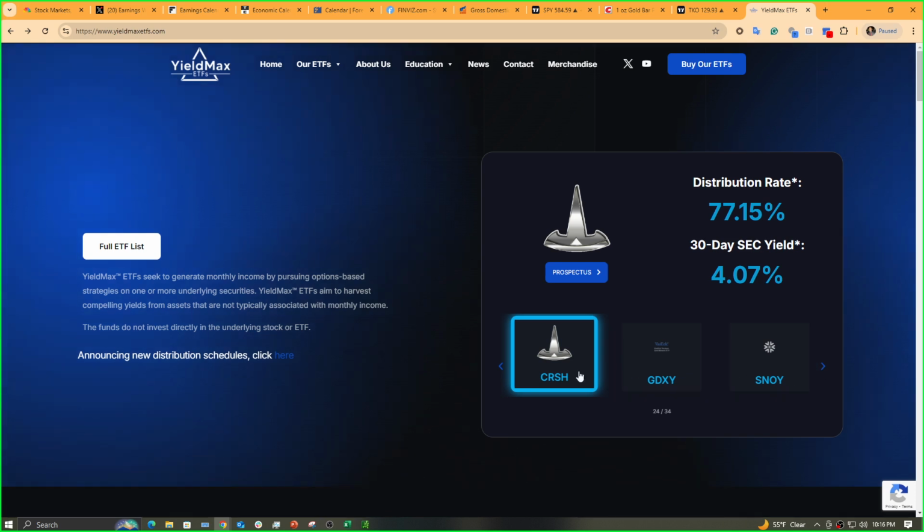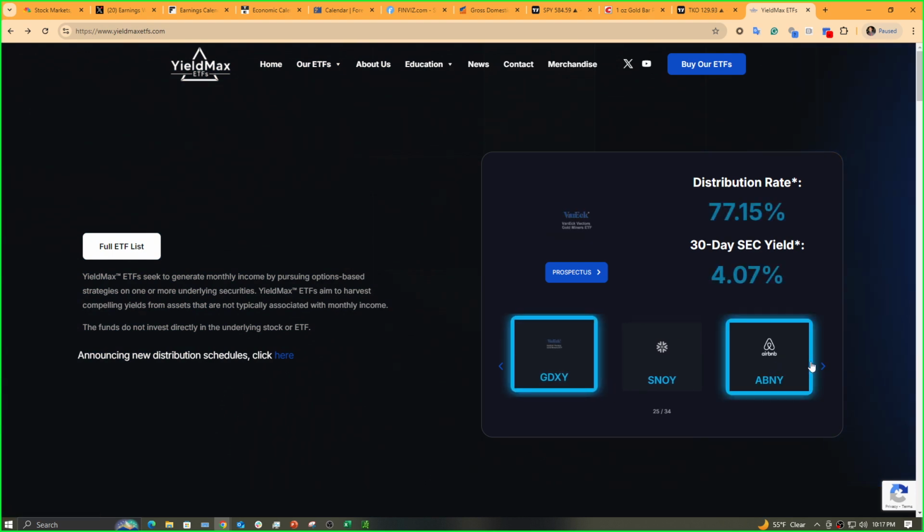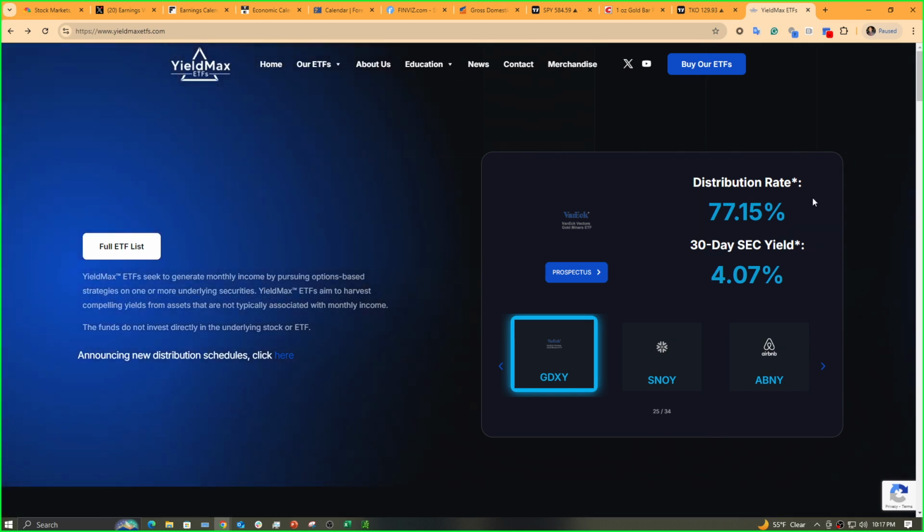Okay, and they got an inverse Tesla. So if you're bearish on Tesla, you can grab this one, right? So they got a lot of stuff. Come take a look at it. Like I said, they do pay dividends every single month. So just take a look at those.